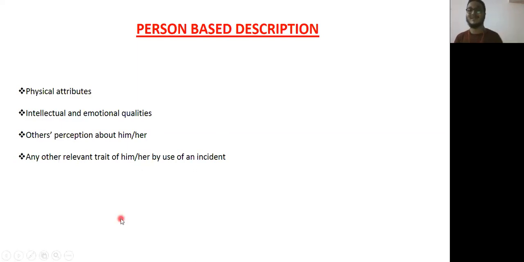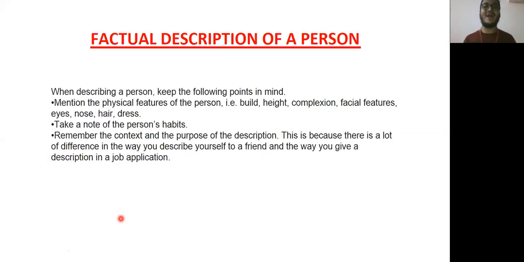You can describe an incident and you go more relevant to that particular person. Okay, getting my point, students? This is known as the person-based description. Then comes the factual description of a person. More description here, what we discussed: the build, height, complexion, facial features, eyes, nose, hair, and dress. Okay, about the physical attributes we discussed there.